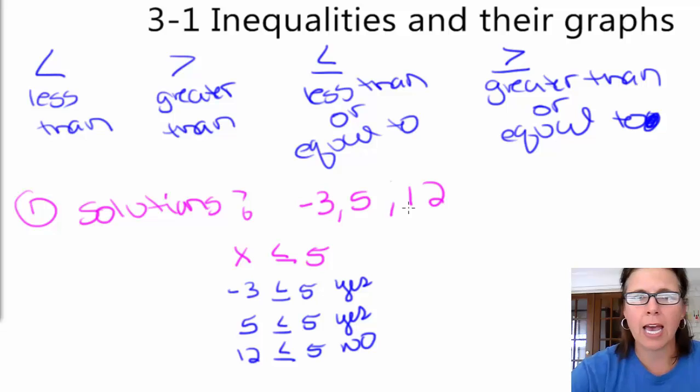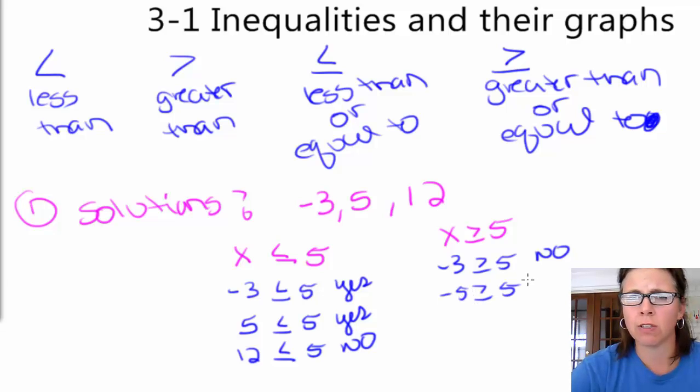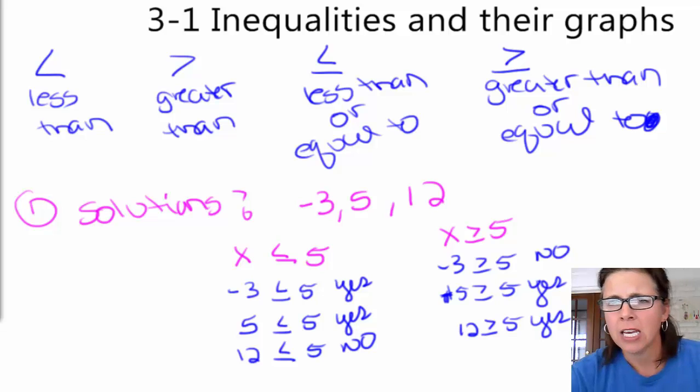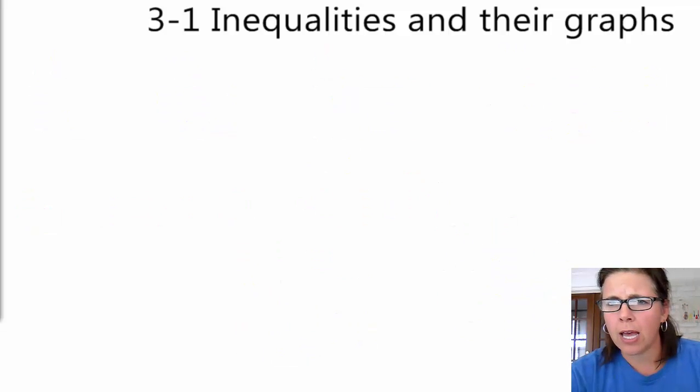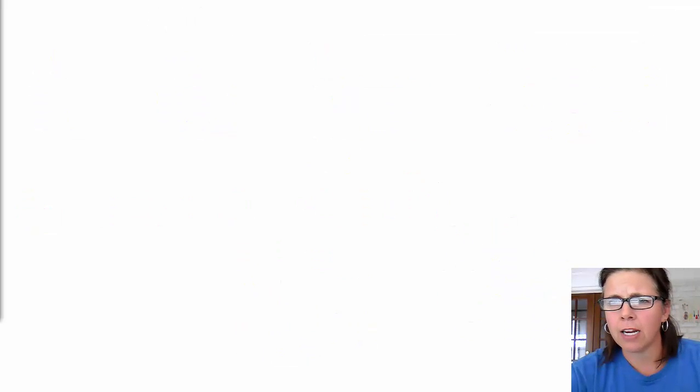Well, what if we had x is greater than or equal to 5? All right? So, is -3 greater than or equal to 5? No. Is 5 greater than or equal to 5? Yes. And then is 12 greater than or equal to 5? Yes. So that's all you would do on those. You would just say yes or no.